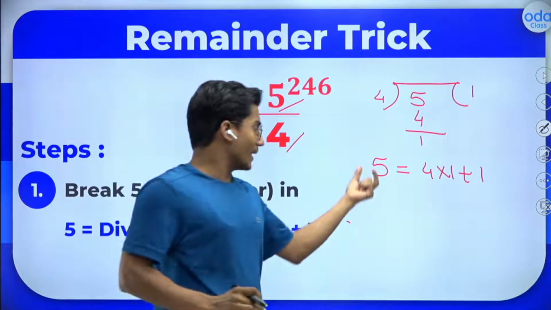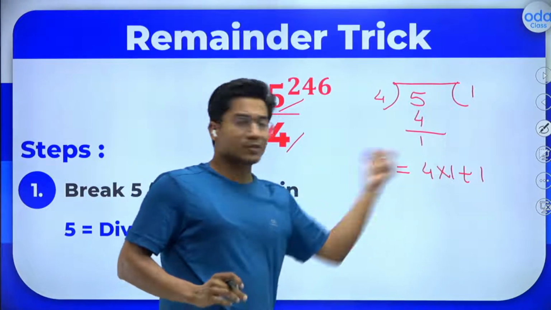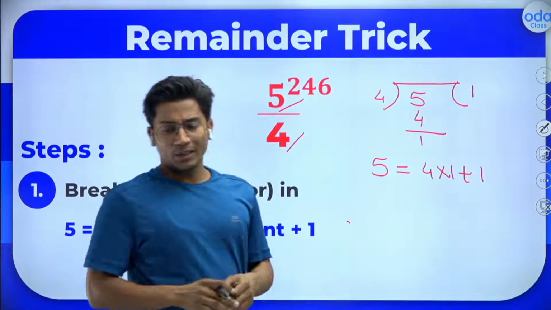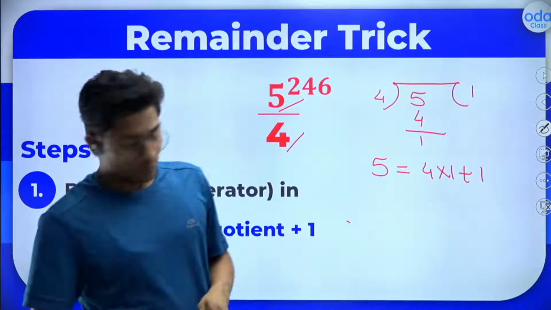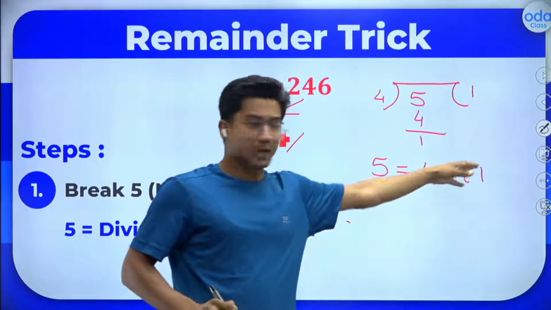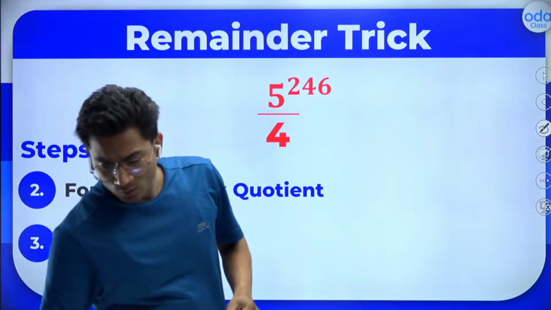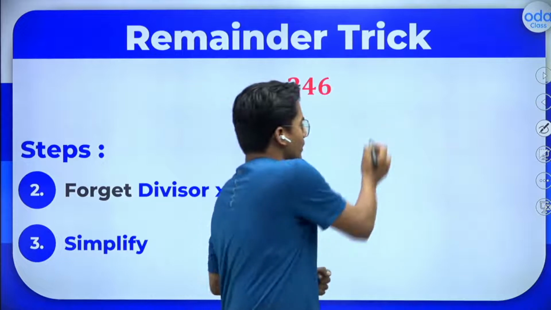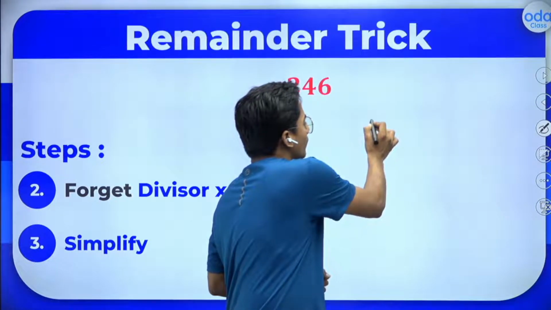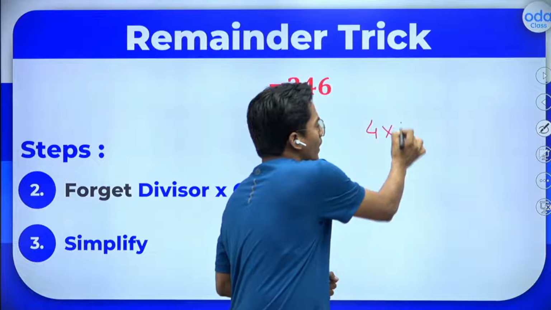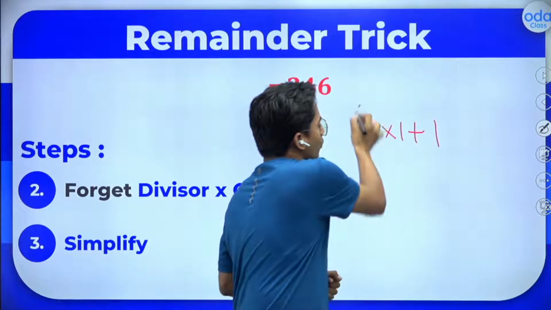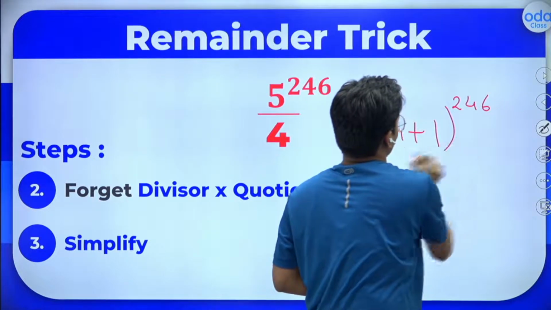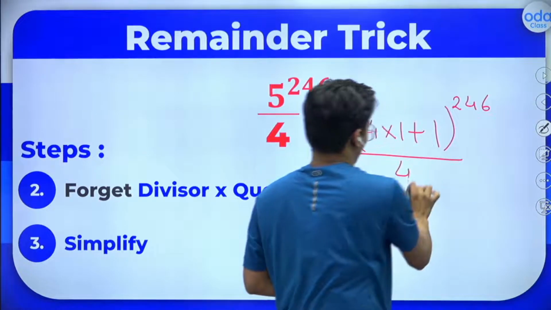Now here, since you have broken 5 in this form, write the numerator in this form only, right? So first we have to write 5 equals 4 into 1 plus 1. Next, what are we supposed to do? Once you have written this in this form, 4 into 1 plus 1, whole raised to the power 246, divided by 4.